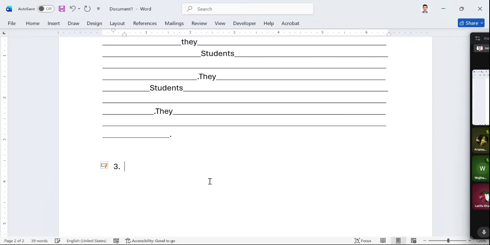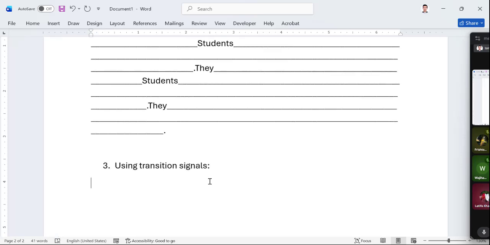So using transition signals, that's the third way in order to bring coherence. When I talk about transition signals, I don't only mean conjunctions. We have different types of transition signals. The first of them, let me write here, are conjunctions. We have conjunctions as part of transition signals.